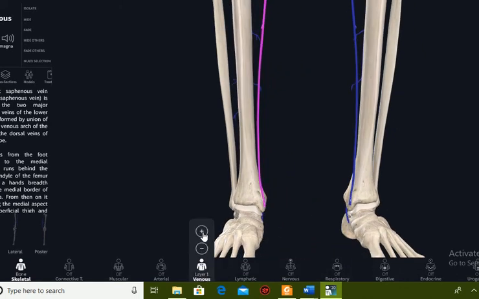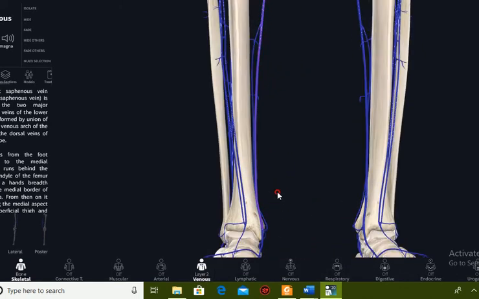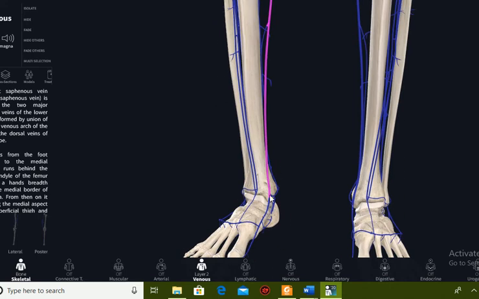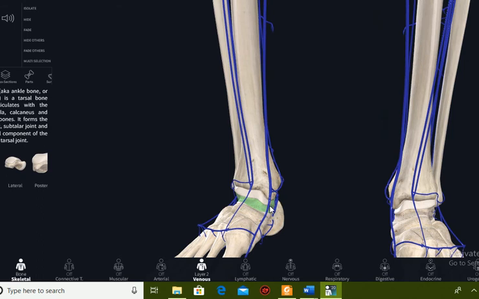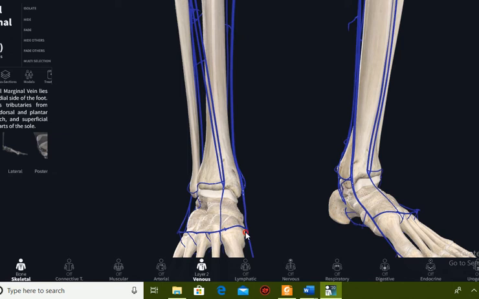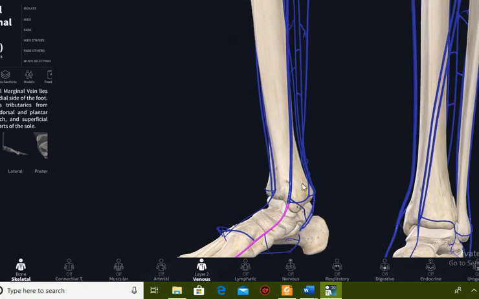So let's increase and visualize. We have the greater saphenous vein at this portion. At this portion here, we have the medial part. So this vein here is going to be the medial marginal vein. We have these veins all entering into the great saphenous vein.